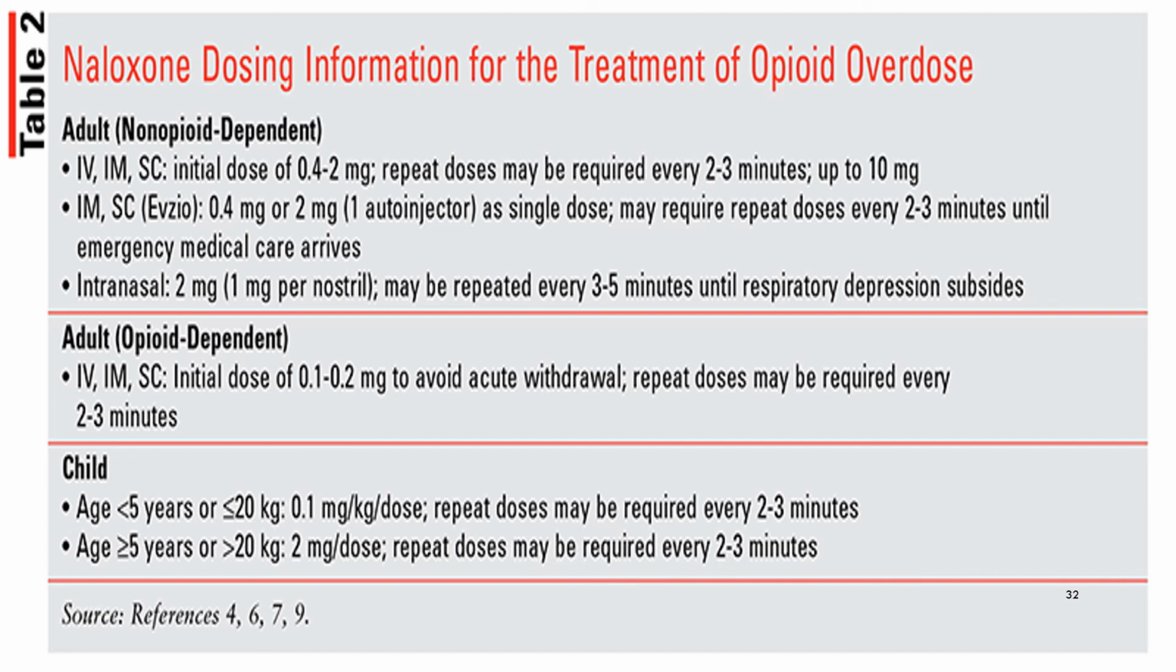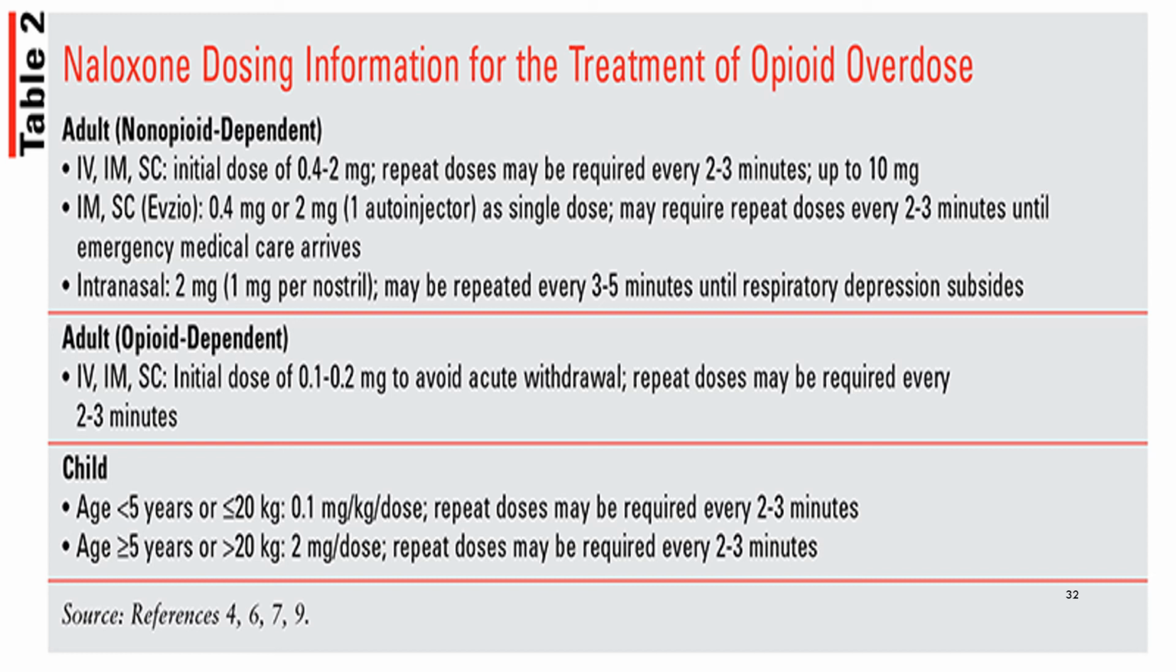This is a chart showing the dosing required with Narcan. If you use IV, IM, or SC, the initial dose is 0.4 to 2 milligrams, repeated every 2 to 3 minutes, up to 10 milligrams. If you have an opioid dependent adult, you may want to give an initial dose of 0.1 to 0.2 milligrams to avoid acute withdrawal, and you repeat this every 2 to 3 minutes, again up to 10 milligrams.